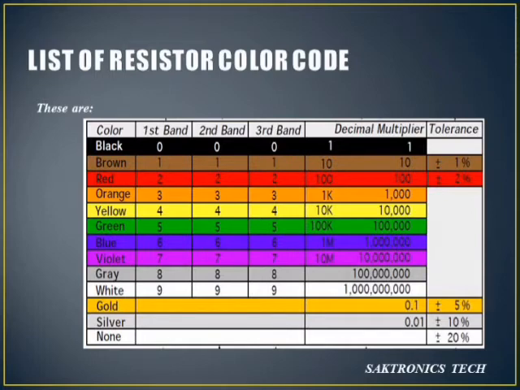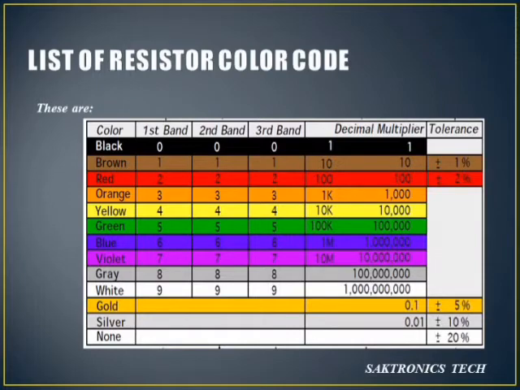So now, what is the reason, or the essence, of using these bands? As you can see, we have the first band, the second band, the third band as the multiplier, up to the tolerance. The reason for using these bands is that resistors come with different numbers of bands. Some resistors come with 4 bands, while some come with more than 4. But most of the resistors we are using come with 4 bands.